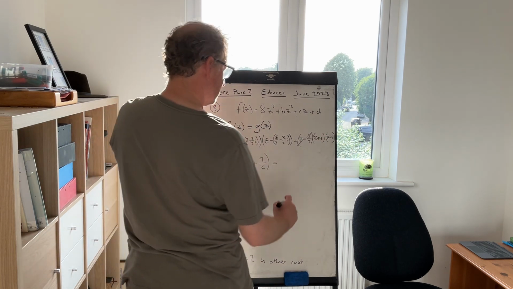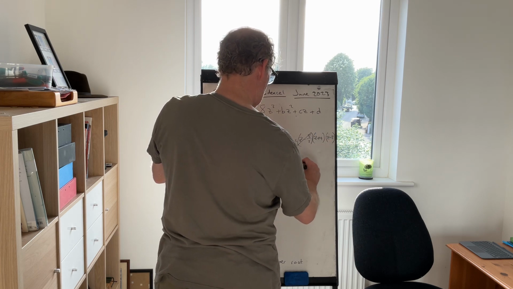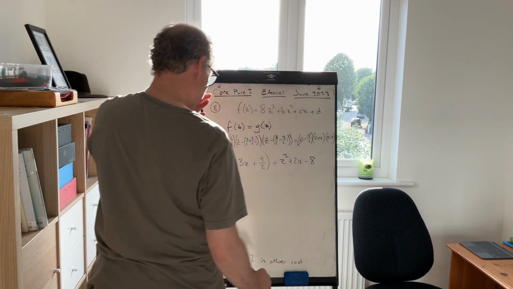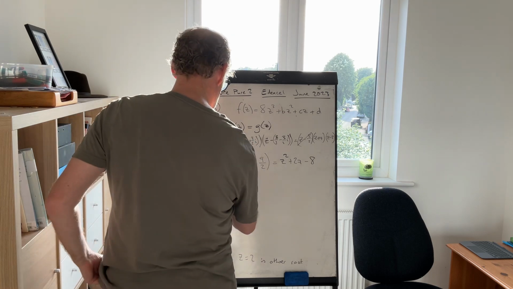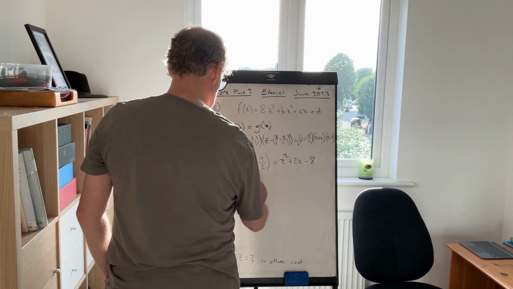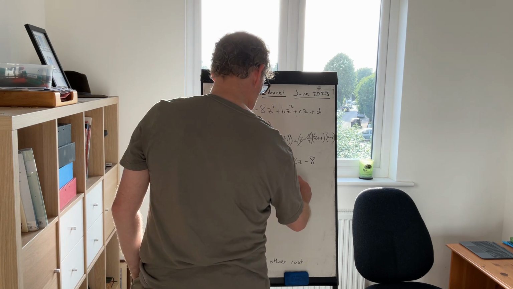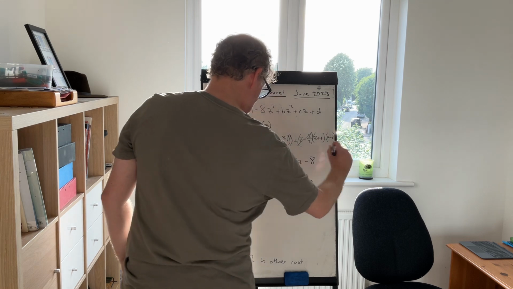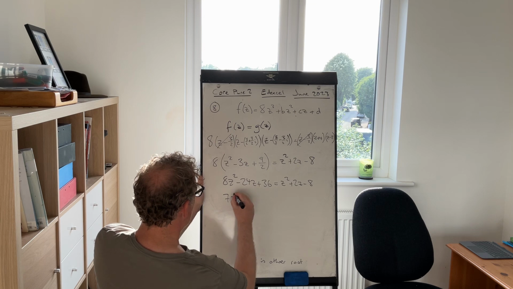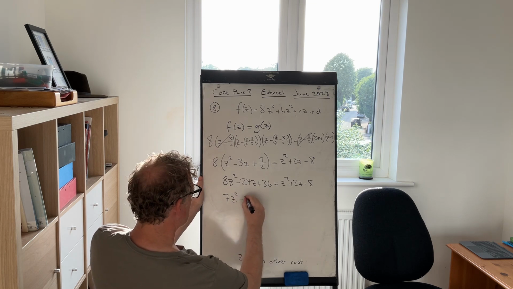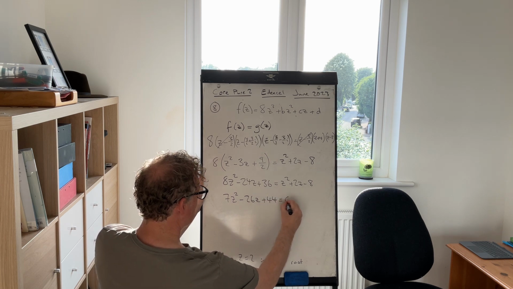Over this side, a little bit easier. z squared, and then we're going to have what? Plus 2z, and we're going to have minus 8. Okay. So, multiplying through here and just solving. 8z squared minus 24z plus 36 equals z squared plus 2z minus 8. Over the other side to make it a quadratic. So you've got 7z squared minus 26z plus 44 equals 0.